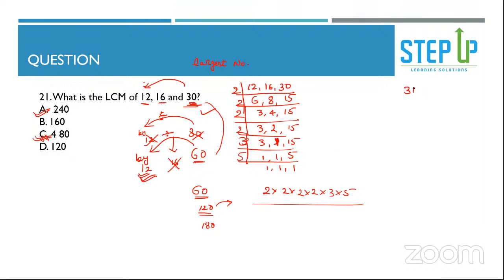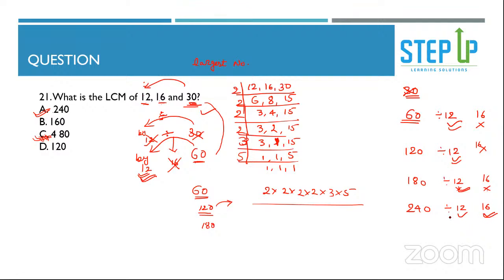See what we are doing? We looked for 30. 30 is not divisible by 12 and 16. We eliminated it. Then we looked for 60. 60 is divisible by 12, but not divisible by 16. So now we will consider the multiples of 60. So we'll take 120. 120 is divisible by 12, but not by 16. 180 is divisible by 12, but not by 16. Next one, 240, divisible by 12 and divisible by 16 also. 16 into 15 is 240. I hope it is clear.